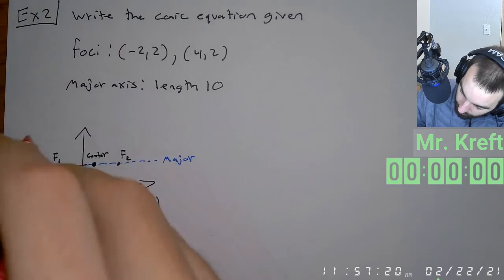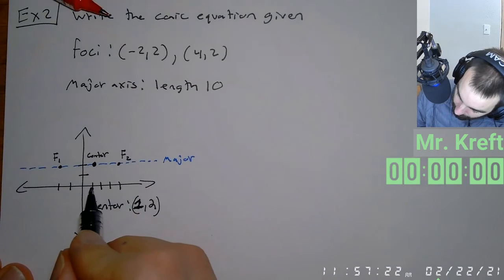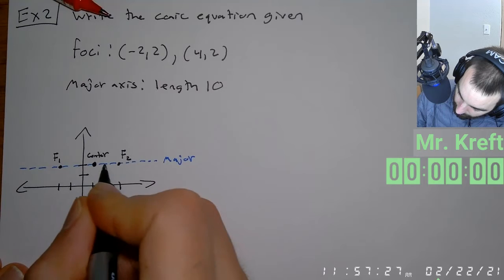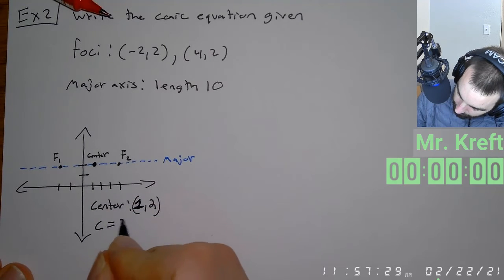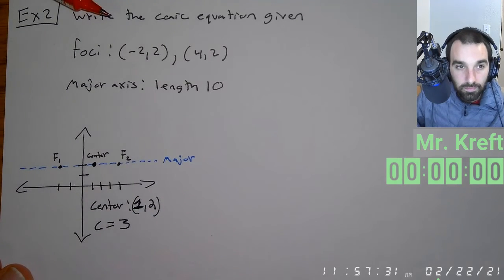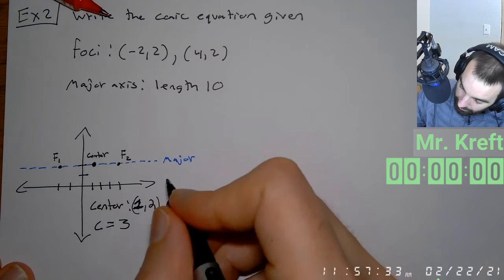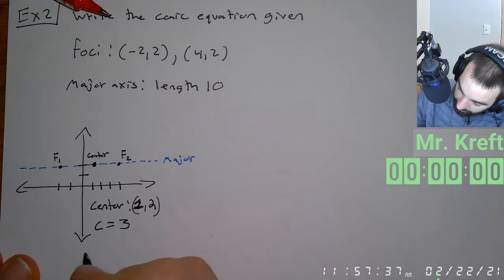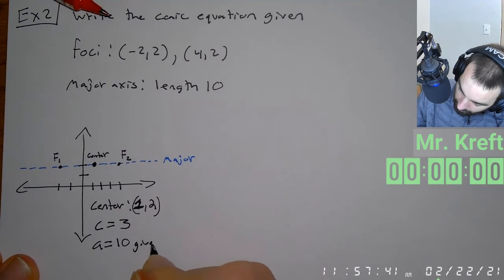Okay, and then we can find C. So what's C? C is going to be the distance. So if this is 1, I'm going over 1, 2, 3. Does that make sense? 1, 2, 3. Yeah, so C is going to be 3. Okay, so then if C is 3, it says my major length is 10. So I know A equals 10, right? That's given.